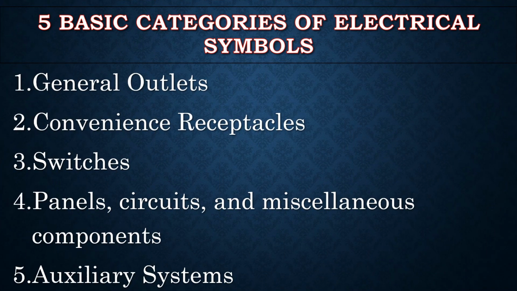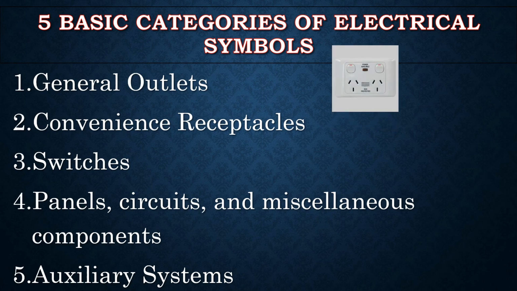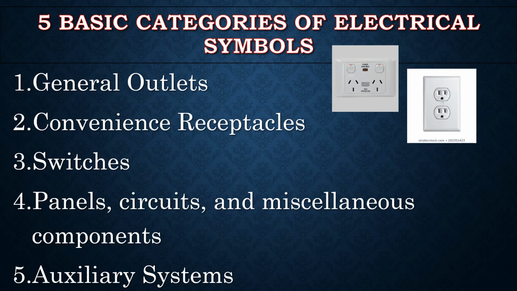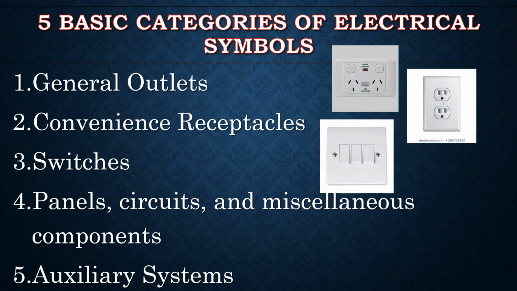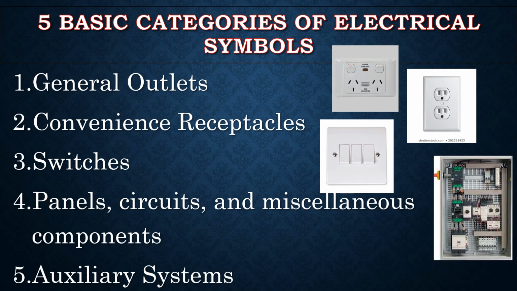There are five basic categories of electrical symbols. First is the general outlets. Second is the convenience receptacles. Third are the switches. Fourth are the panels, circuits, and miscellaneous components. And last is the auxiliary systems.